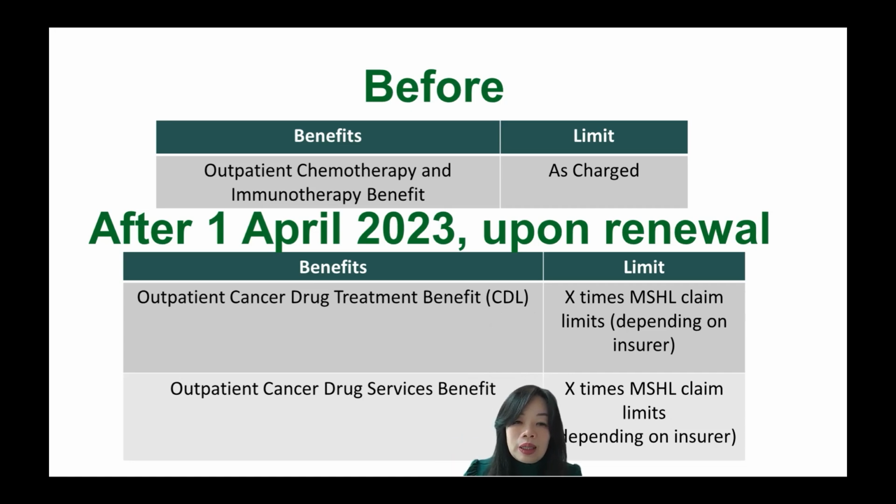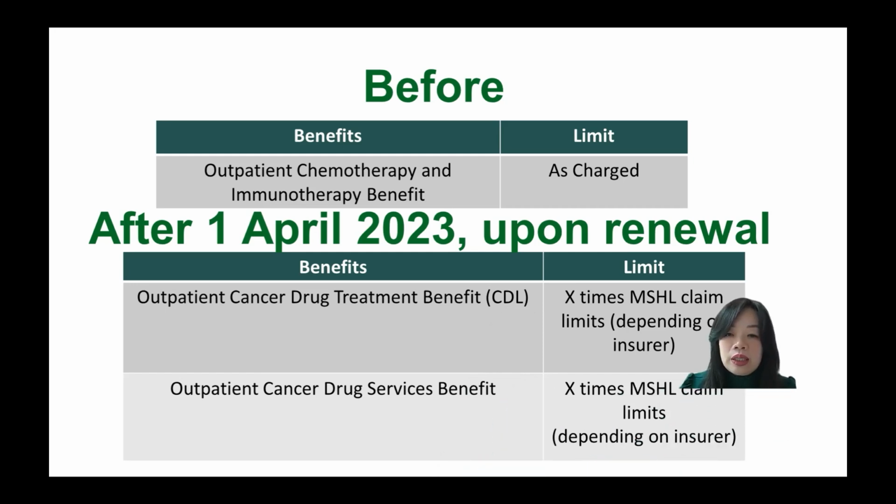So what are the outpatient cancer drug services benefits? So services includes things like consultation, scans, lab investigation, chemotherapy preparation, admin fees, supportive care drugs, and blood transfusion, etc. So after the changes, right, it will be according to X number of times the Medishield life claim limits depending on the insurance companies.